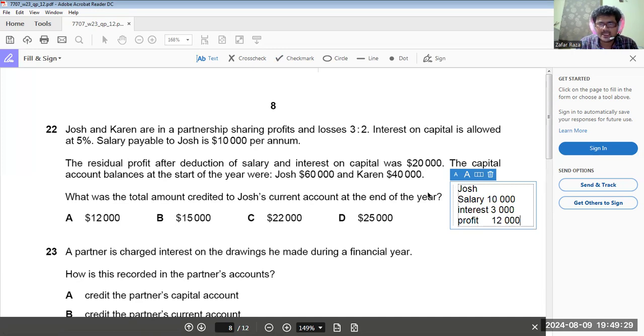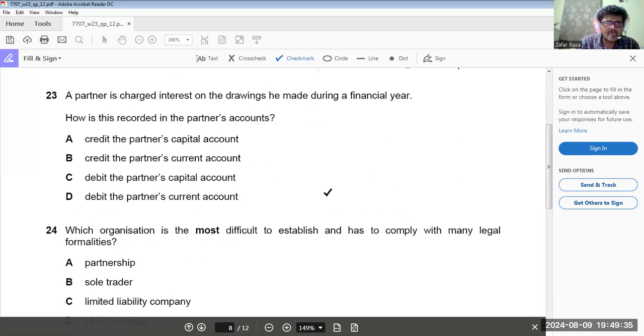So altogether it is 25,000. D option should be the answer. Okay. A partner is charged interest on drawings he made during the financial year. How is this recorded in the partner's current account? It is going to be debited to the partner's current account.